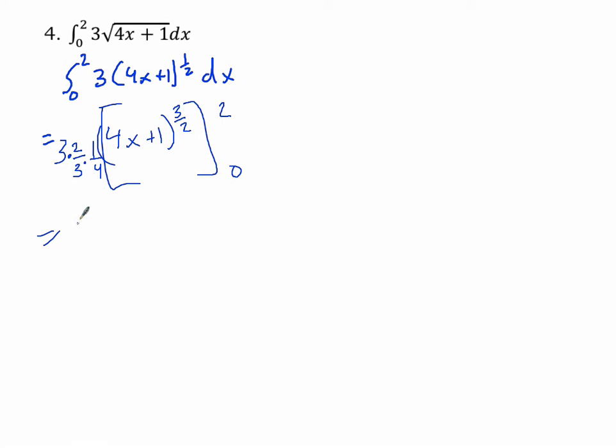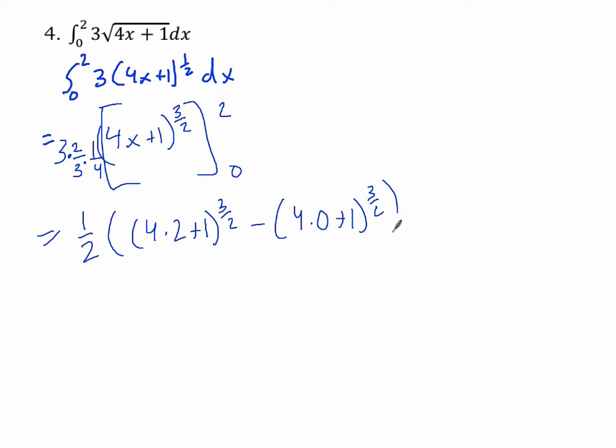Okay, 3's cancel here. We're just going to have half times 4 times 2 plus 1 to the power of 3 over 2 minus 4 times 0 plus 1 to the power of 3 over 2. So this gives us 9. 9 to the power of 3 over 2 is square root of 9 cubed, which is 27. And this is going to be 1, and 1 to the power of anything just gives you 1, so you're going to have half times 26, which is just 13.